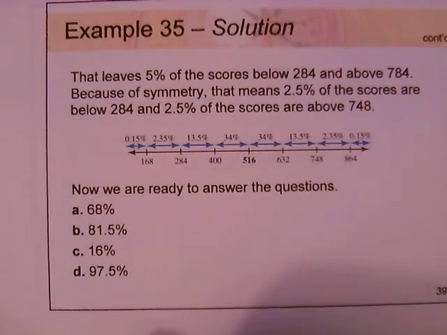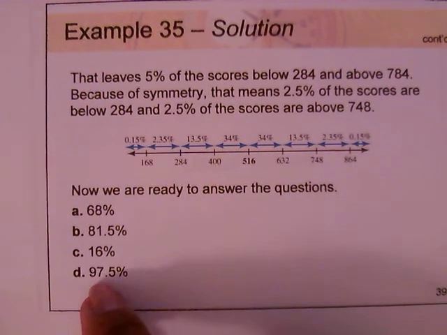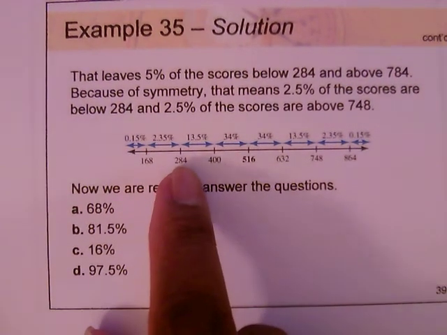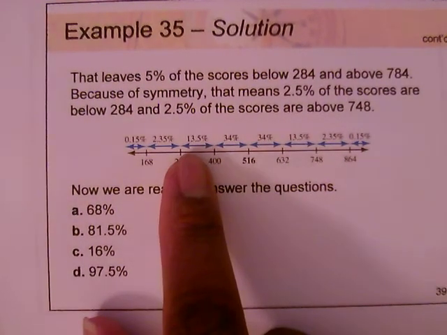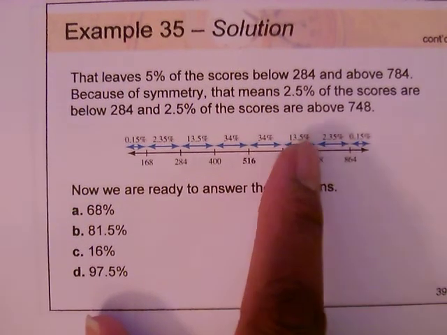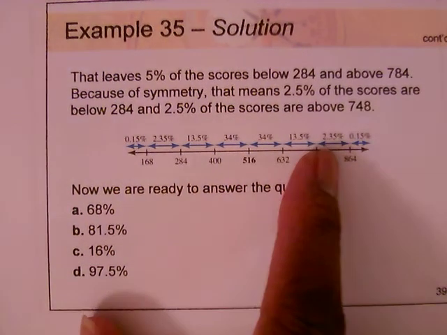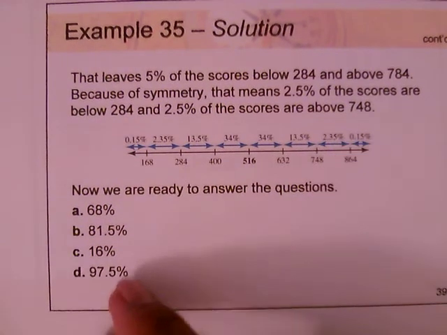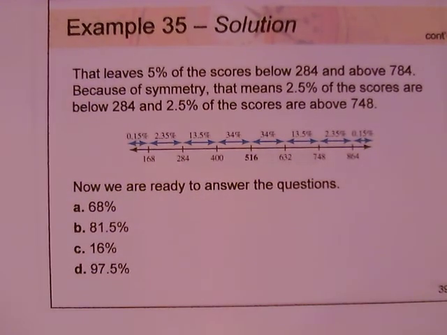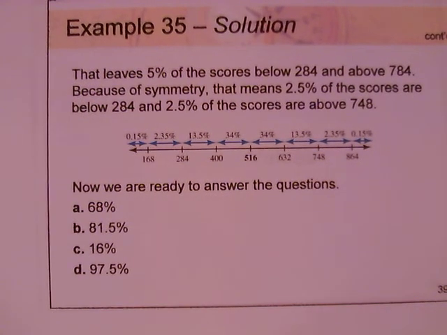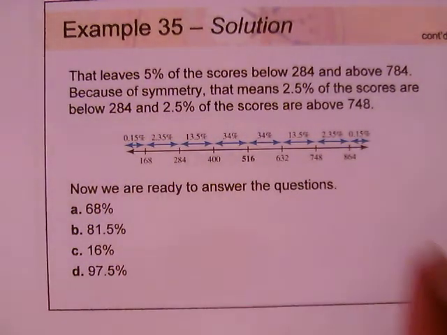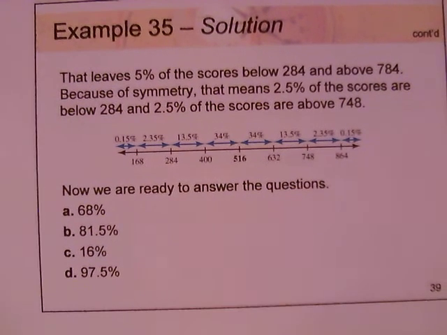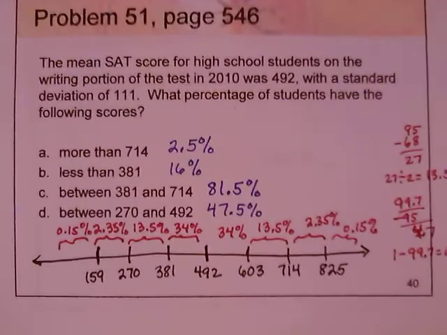And then finally, more than 284. Here's 284 right here. That's everything to the right. So I got to add 13.5%, 34%, 34%, 13.5%, 2.35%, and 0.15% to get 97.5%. So that's how we answer those particular questions. And we can use this particular number line that we have here to answer problem number 51 on page 546.